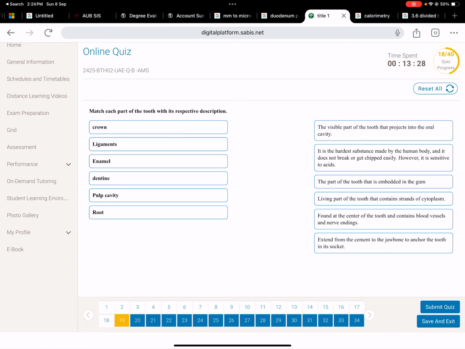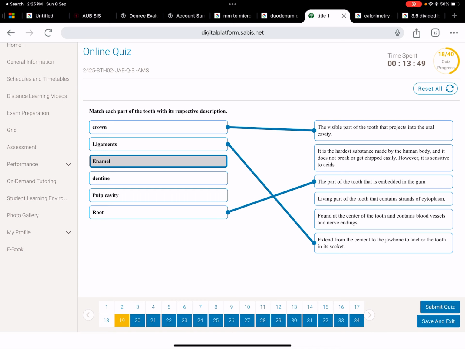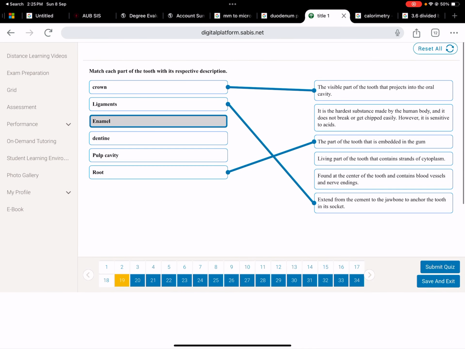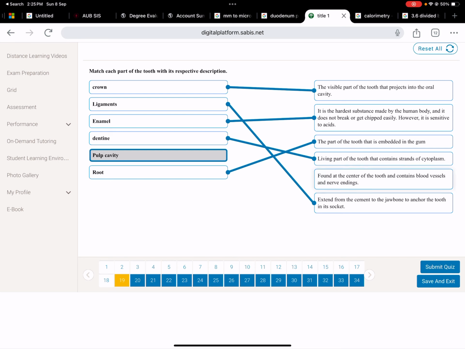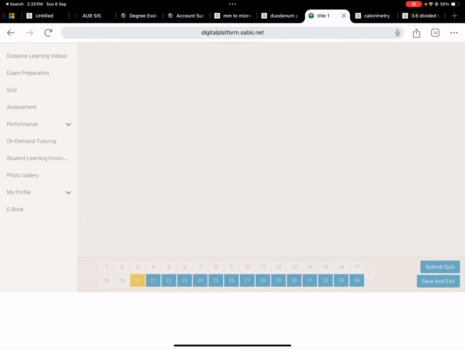Okay. So match each part of the tooth with its respective description. Crown, we said, is the visible part of the tooth. We said the root is going to be the part of the tooth that is embedded in the gum. We have the ligaments, which extend from the cement to the jawbone to anchor the tooth in its socket. We have the enamel, which is the hardest substance. However, it's sensitive to acids, which we mentioned before in the video. And then the living part, as we said, the dentine, and the pulp cavity is the one that is found at the center, contains blood vessels and nerve endings.